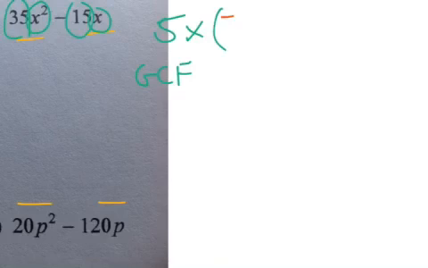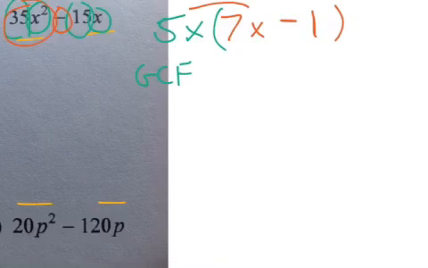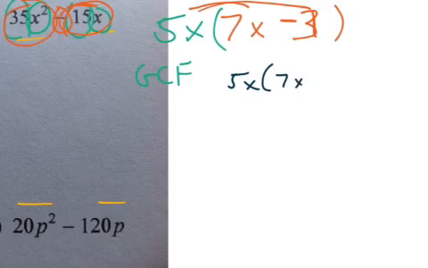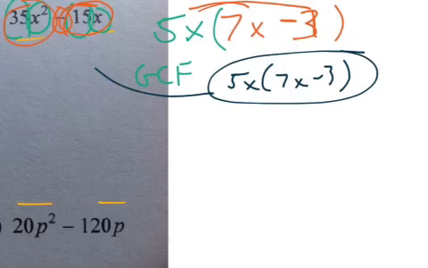What's left inside is 7x, because 5x times 7x is 35x squared. Notice the minus, and a 3 times with 5x will give me a 15x. So my final result is simply 5x times 7x minus 3, and this is a factored form of that.